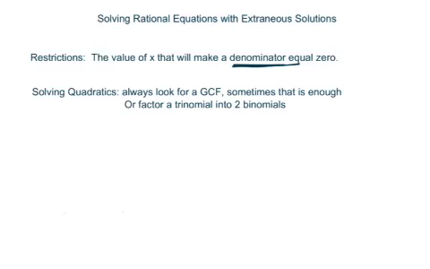The second reminder is how we solve quadratics. So remember that we always want to first look to see if there's a GCF. Sometimes that's going to be enough. So if we've got the quadratic 2x squared plus 4, we have a GCF of 2, so that's going to give me x squared plus 2 in the parentheses.